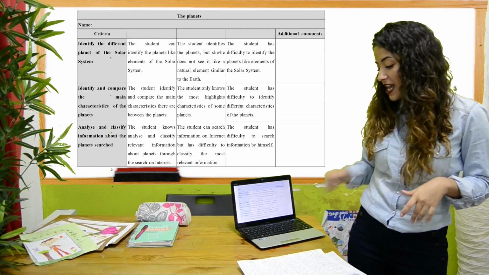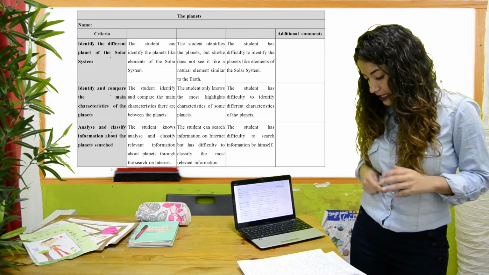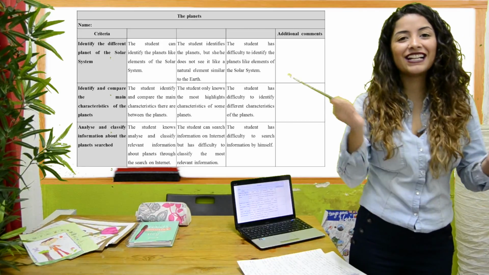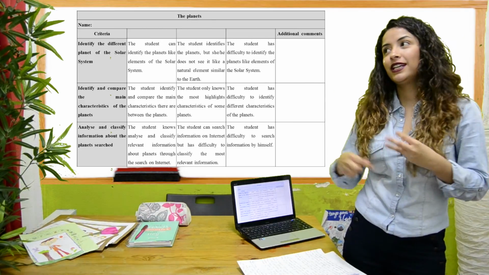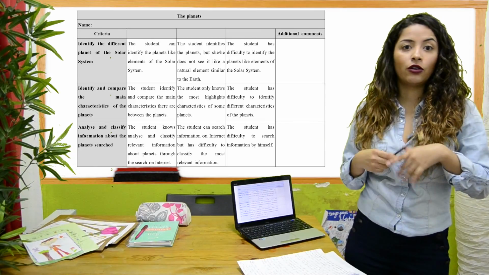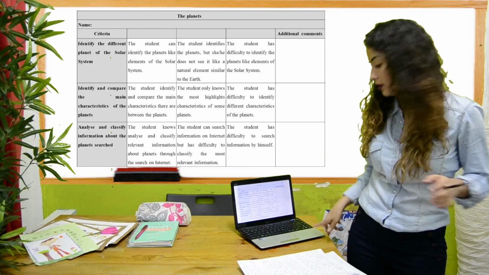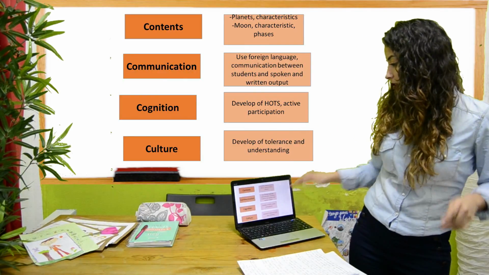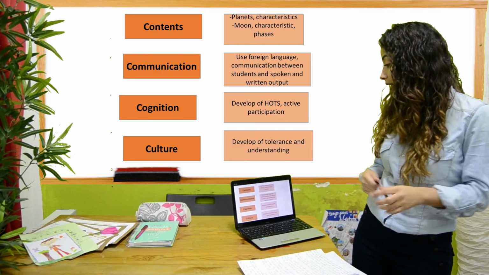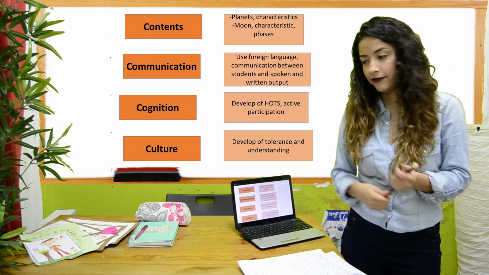As for instruments, we use the rubric. And this unit is based on CLIL principles, so, taking this into account, the rubric is divided into 4 frameworks: content, communication, cognition, and culture. In content, we evaluate the planets and their characteristics, and the moon, its characteristics and phases.